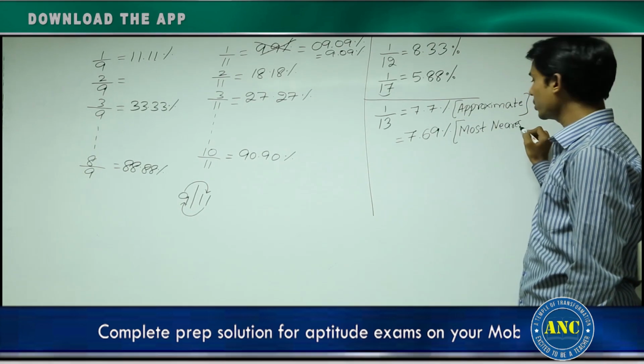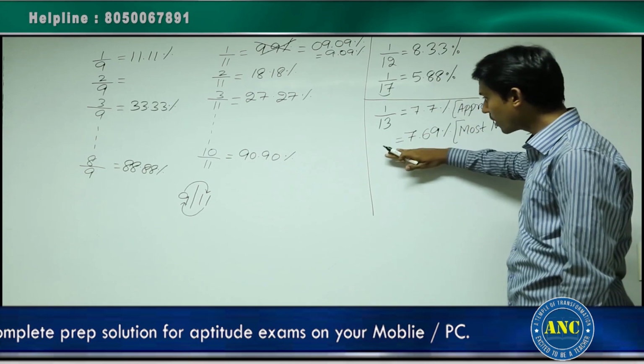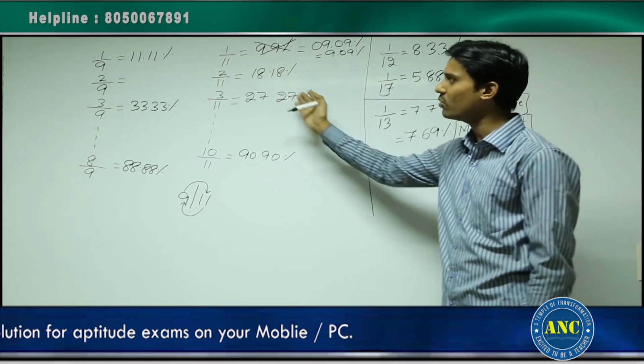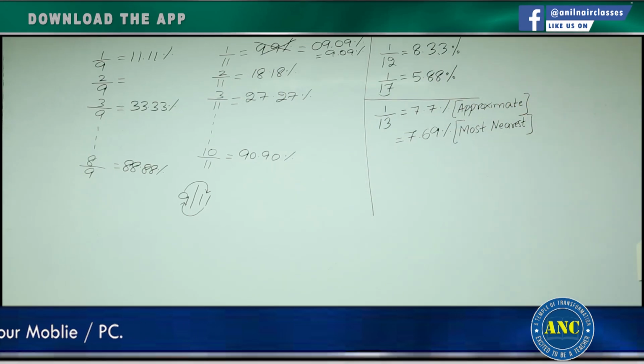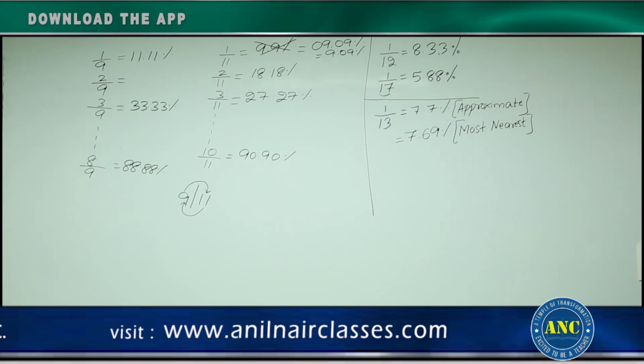Clear with the approach? These two will have the same logic. This one will have a separate logic. This will have different logic. Understood? First write down till here. Denominator is 9, answer is a multiple of 11. Denominator is 11, answer is a multiple of 9.